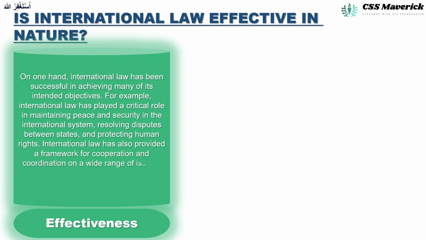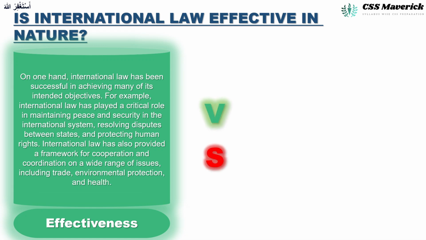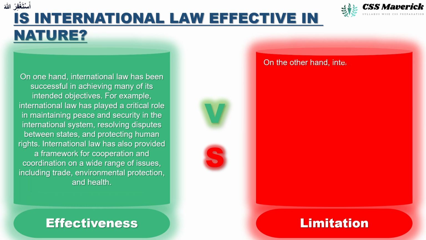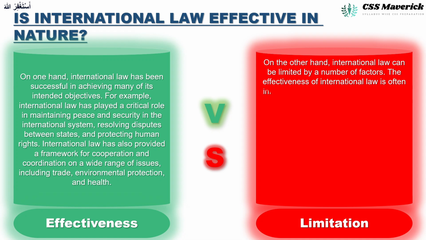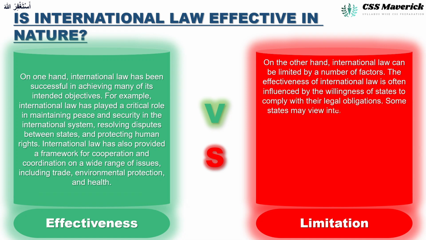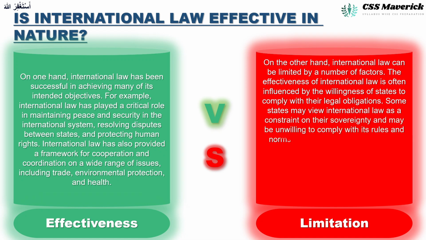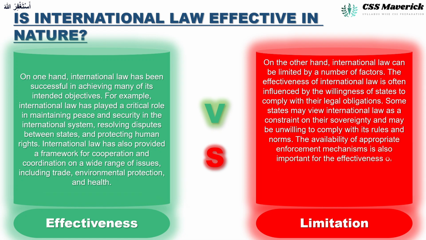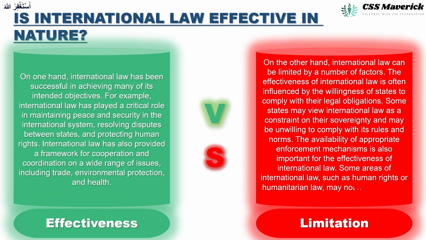International law has also provided a framework for cooperation and coordination on a wide range of issues, including trade, environmental protection, and health. On the other hand, international law can be limited by a number of factors. The effectiveness of international law is often influenced by the willingness of states to comply with their legal obligations. Some states may view international law as a constraint on their sovereignty and may be unwilling to comply with its rules and norms. The availability of appropriate enforcement mechanisms is also important for the effectiveness of international law.